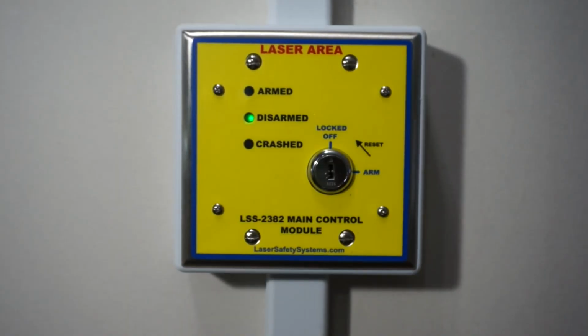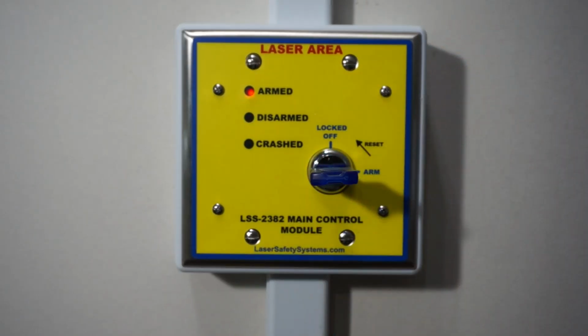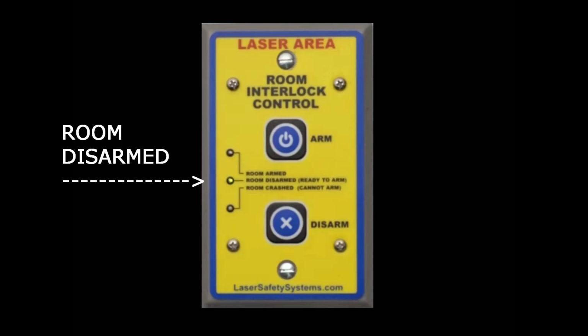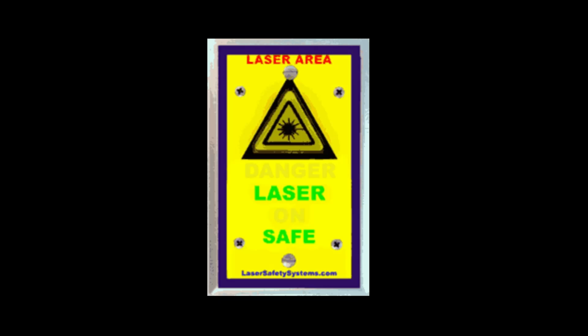Finally, we take a look at the expected system response when the system is in the armed state. Let's turn the arming key on the main interlock control module. We see it go to the armed state. At this exact moment in time, there will be state changes shown on several other modules in the system. If you have an LSS-2381 Room Interlock Control module, you'll see it change from room disarmed to armed. Looking at the LSS-2380 warning module, we see it transition from a laser safe indication to danger laser on.